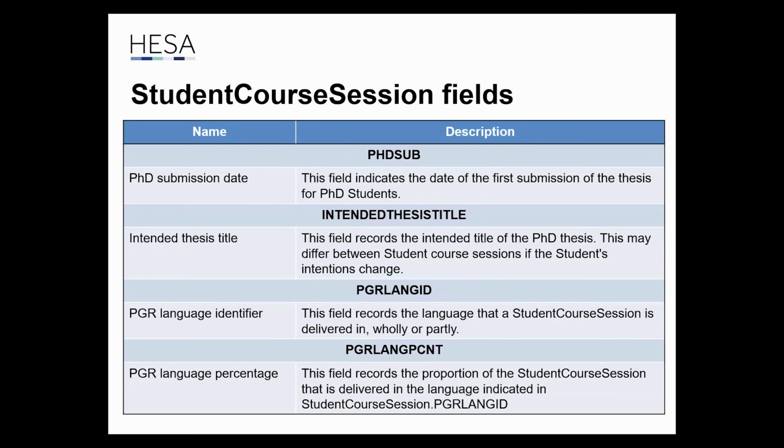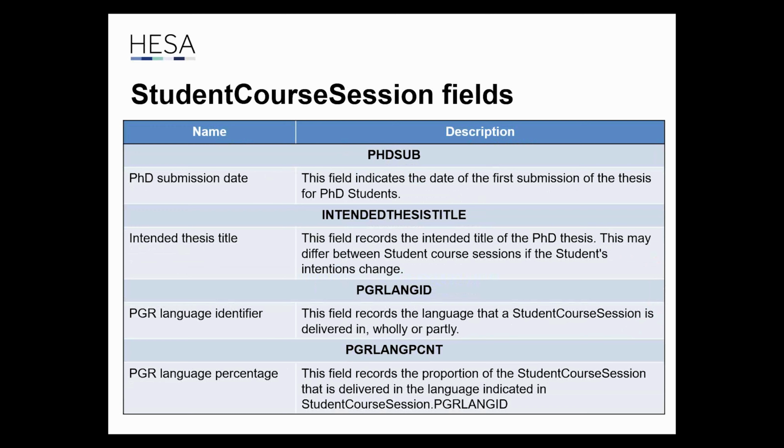So essentially it was a bit of overkill if we made them submit modules for all of their PGR students, just if this was the only data that was required. So we've made the modules optional, as I said, and then added these two fields to the student course session to replicate that same information, but for PGR students.